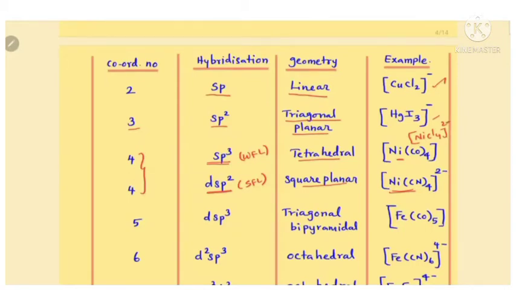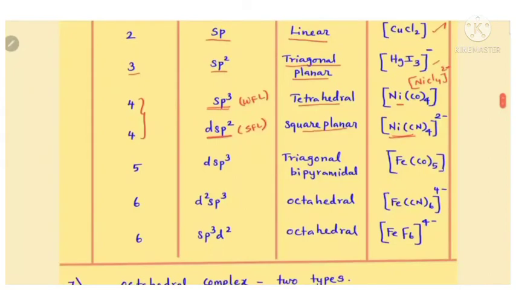Correct. Then coordination number 5, the hybridization is dsp3. Geometry is trigonal bipyramidal. Iron pentacarbonyl is an example for that. If coordination number is 6, the complex may undergo either d2sp3 or sp3d2 hybridization. Whether hybridization is d2sp3, with inner d orbital, or sp3d2, which involves outer d orbital, the geometry is octahedral.